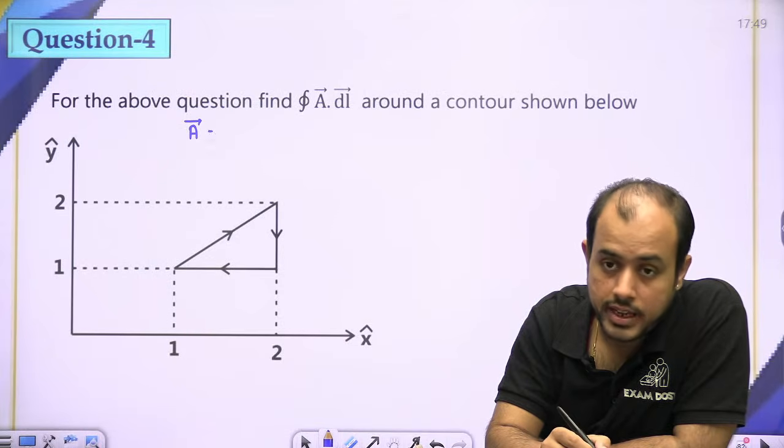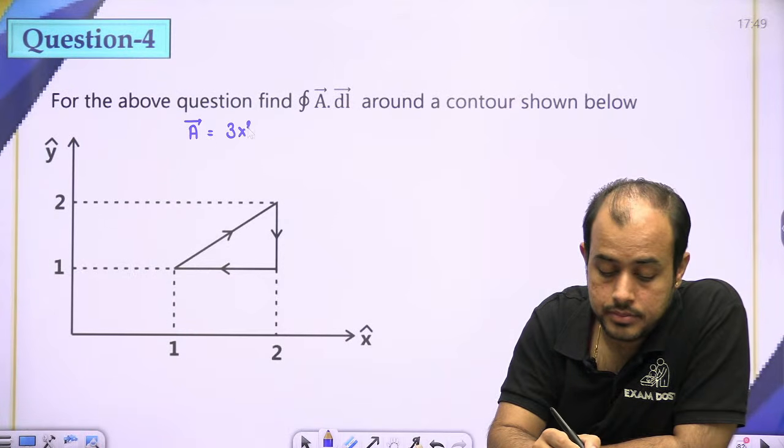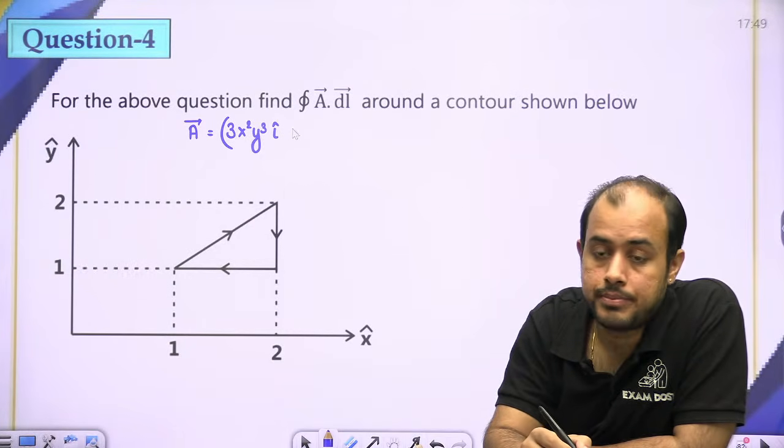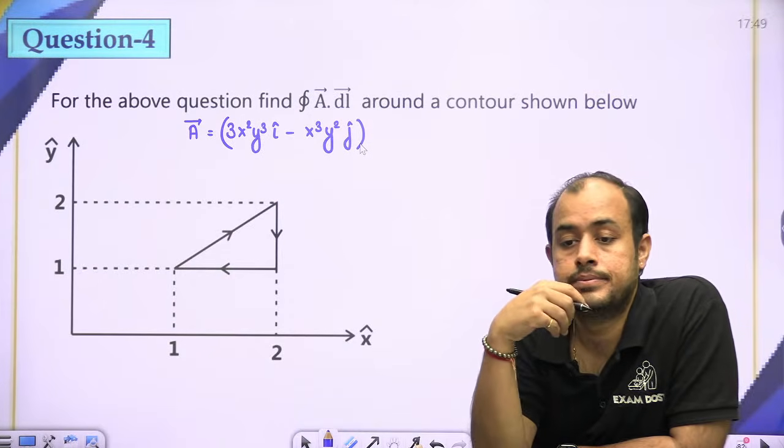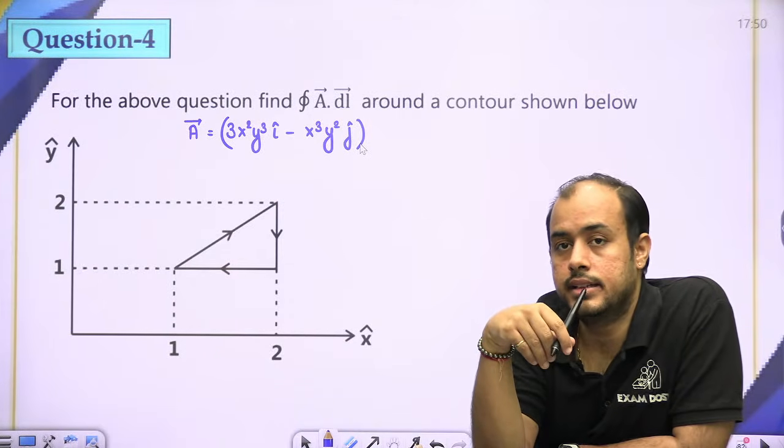So I am giving you a vector here. X square y cube i cap. Okay. चलिए try this.